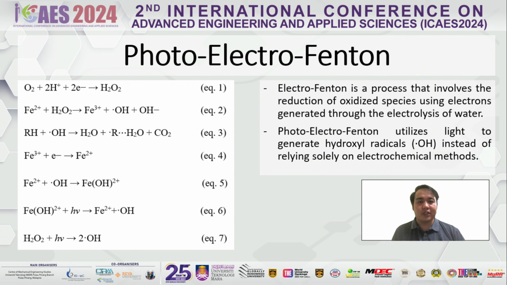Based on this equation, hydrogen peroxide is generated at the cathode with the supply of oxygen. This peroxide further reacts with the ferrous catalyst to produce hydroxyl radical and ferric ion. This ferric ion will regenerate ferrous ion in equation 4 through the reduction process. This ferrous ion will again regenerate hydroxyl radical in equation 2.